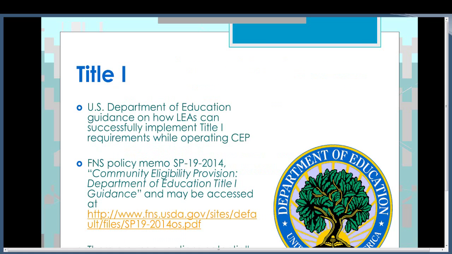There's also Title I. We've worked very closely with our colleagues at the Department of Education to develop guidance on how school districts can comply with Title I requirements while operating CEP. This guidance is available on our website and walks through several options that CEP school districts have to meet requirements. If you're concerned about Title I allocations, we encourage you to review that guidance and determine which option will work best in your district.